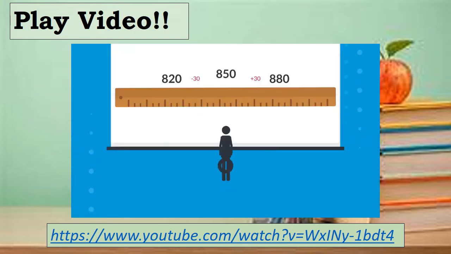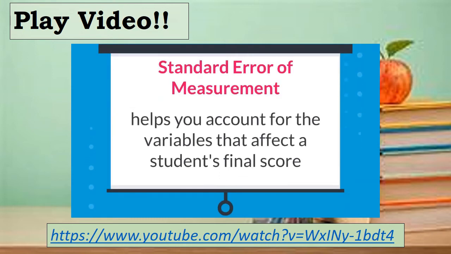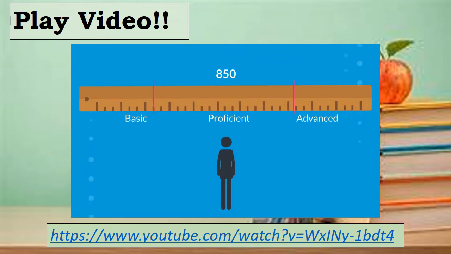Keep in mind that there is always some variability around a score. The variability is referred to as the standard error of measurement and helps provide a level of confidence around a score. Regardless, it is typical for students to be classified into performance levels based on their single score.